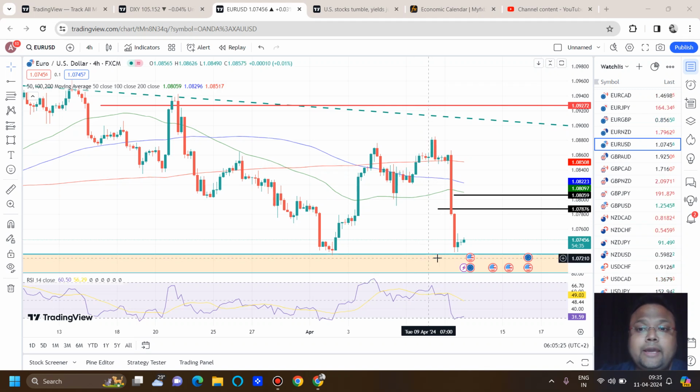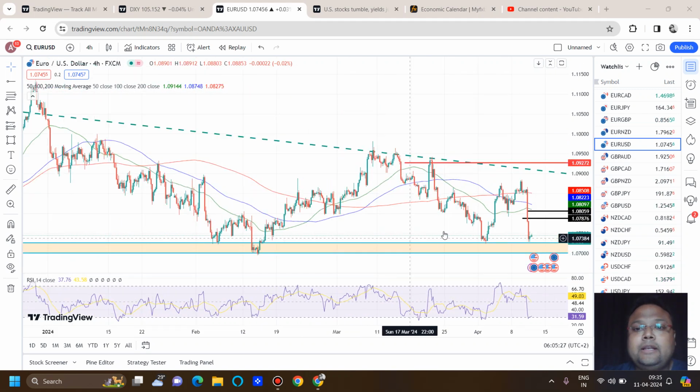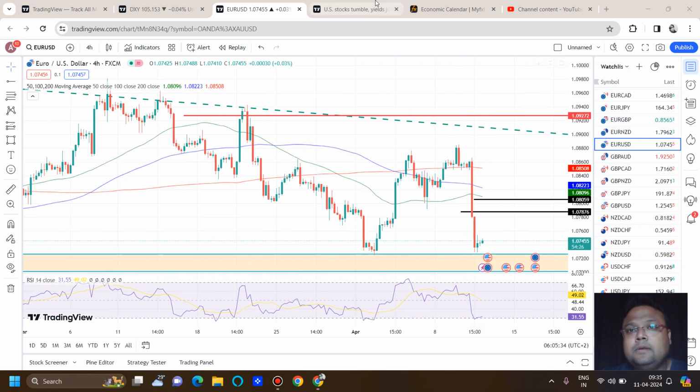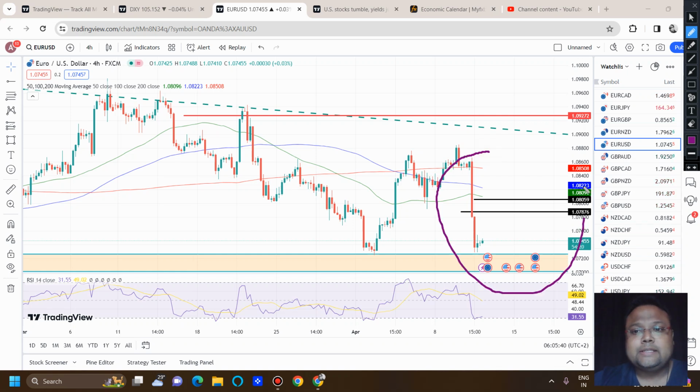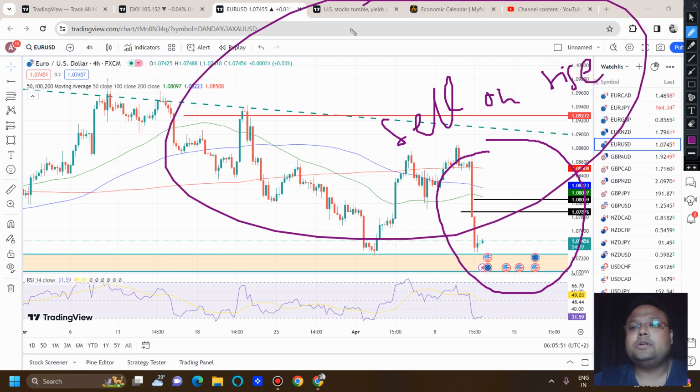So what are the trading opportunities there? When the fall came, Euro USD took support around the level of 1.0720, that we have been discussing for the last few days. And the support is still very much valid. But considering, listen to me carefully, considering the present selling pressure and ongoing market sentiment, it is better to look for sell on rise. It is better to look for sell on rise.